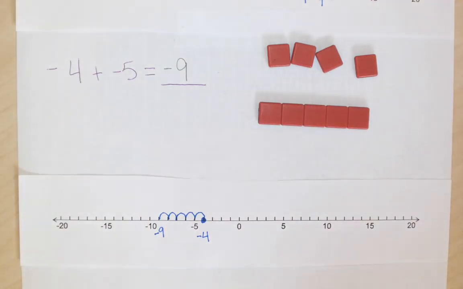So these are the models that help prove that I can simply add the 2 numbers and keep the sign of the original numbers. That's how you add integers that have the same sign.